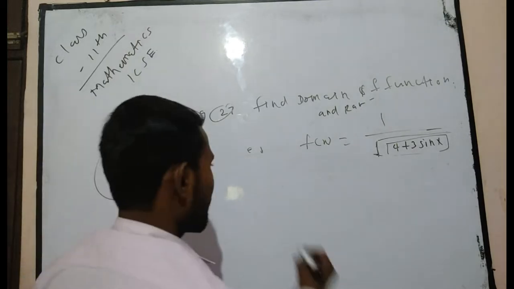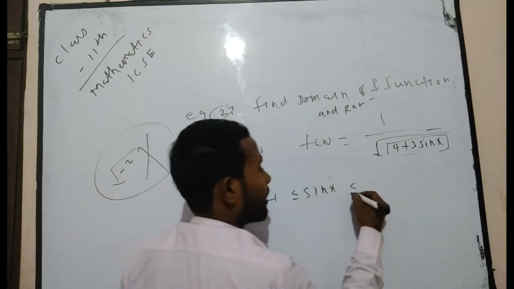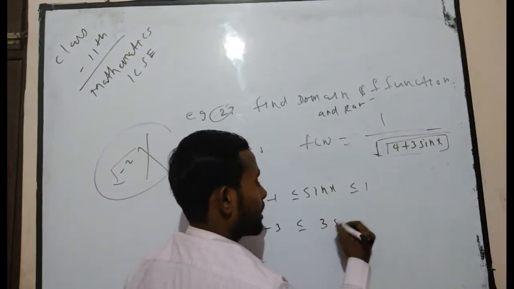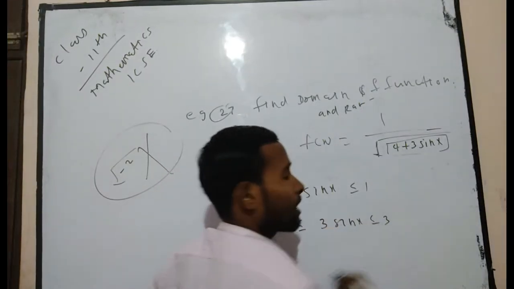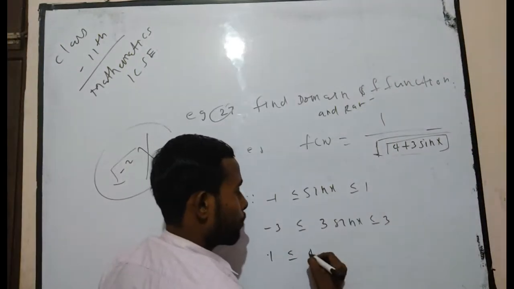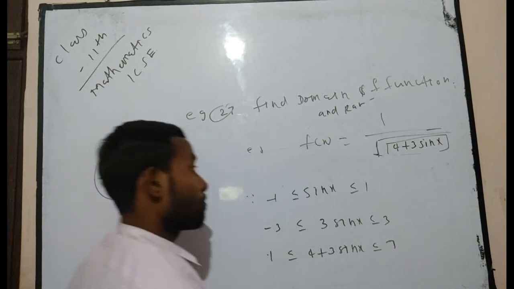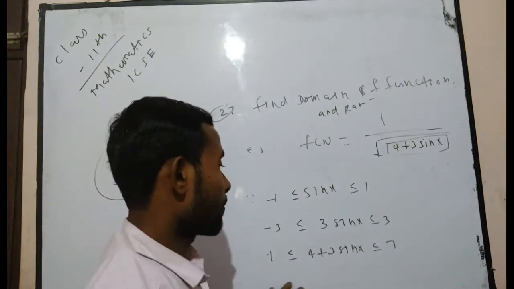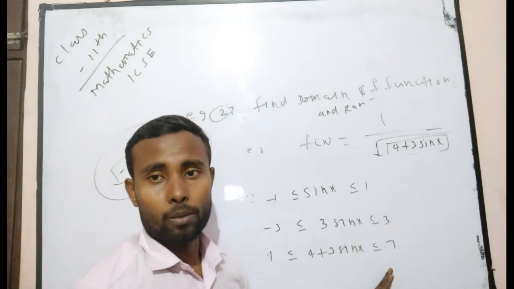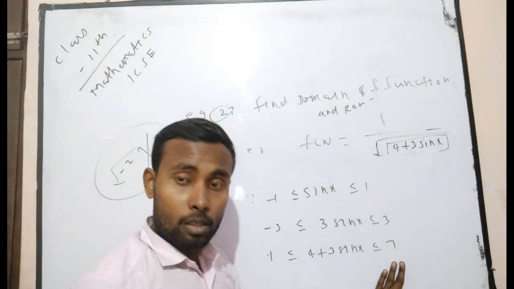Another way. Since sin x is greater than or equal to minus 1 but less than or equal to 1, after multiplying by 3 on both sides, you get minus 3 less than or equal to 3 sin x less than or equal to 3. If you add 4 on both sides, you get 1 less than or equal to 4 plus 3 sin x less than or equal to 7. There is a very interesting fact here: 4 plus 3 sin x always lies between 1 and 7.